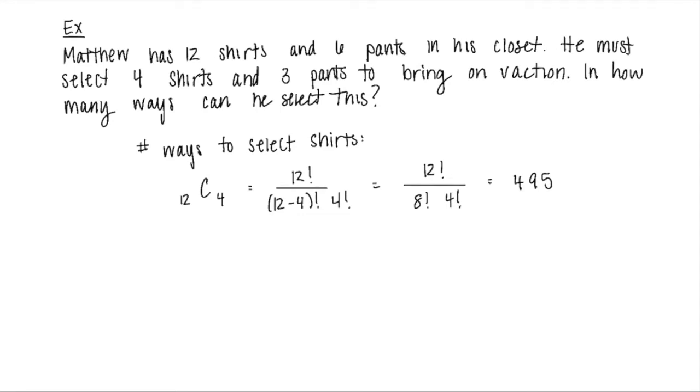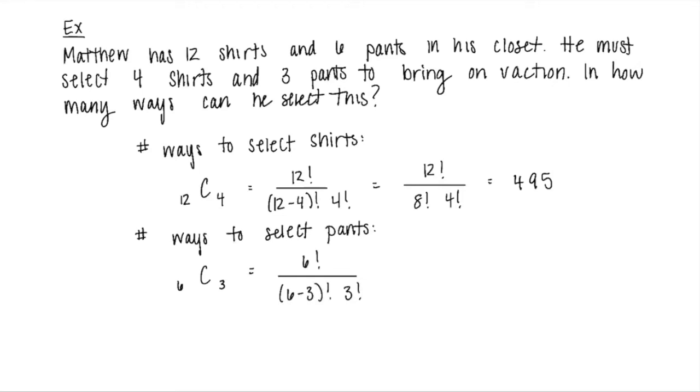So now I know I have 495 possibilities for this event to happen. We can do the same thing to find the number of ways to select the pants. Now in total, I have 6 pairs, and we're going to choose 3 of them to bring on vacation. So that is 6 factorial divided by (6 minus 3) factorial, 3 factorial, or 6 factorial over 3 factorial, 3 factorial. So a lot less ways to pick these pants. He has 20 possibilities to go through and select the pants he's going to bring on vacation.